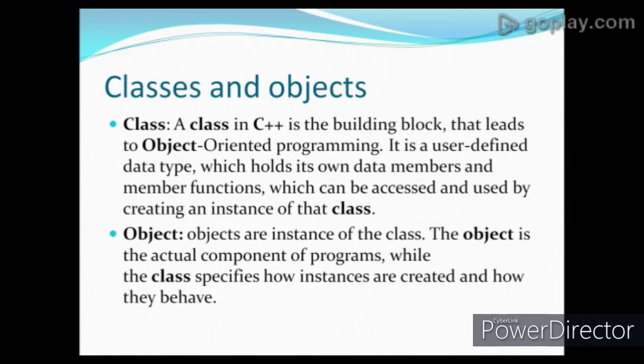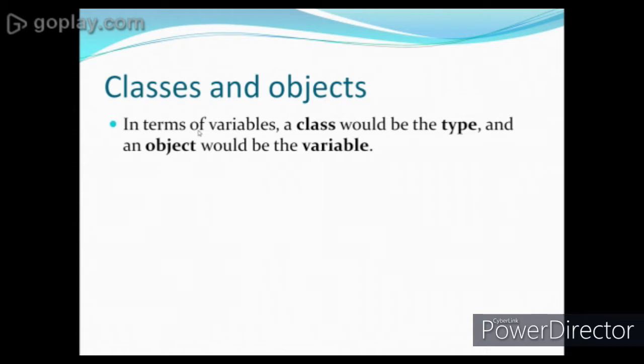Objects. Objects are instances of the class. The object is the actual component of the program, while the class specifies how instances are created and how they behave. These objects are also called real-time entities. For better understanding, I've already said that class is a user-defined data type. So if we compare it with the actual data types, in terms of variables, a class would be the type and an object would be the variable.